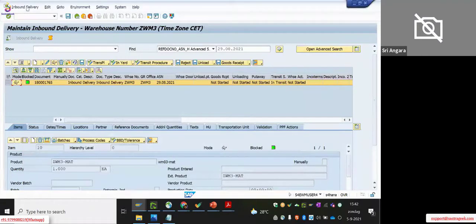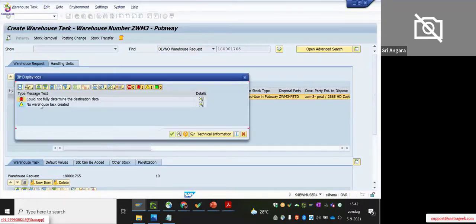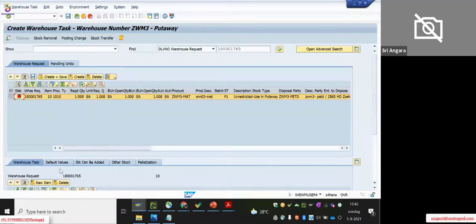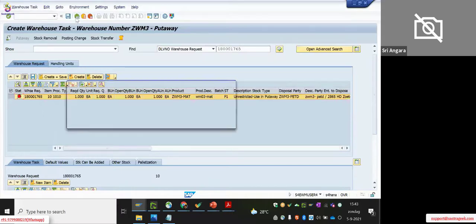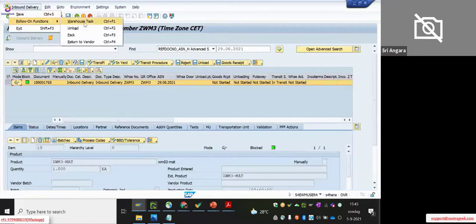Now, in our particular system, for example, if I try to create it here, obviously the system could not determine the destination data. Because we are trying to have some kind of automation in the system, it is not able to pick it up. So let's try to configure that. Here, I'm not saving it at this moment. Inbound delivery, follow-on functions, click on the warehouse task.